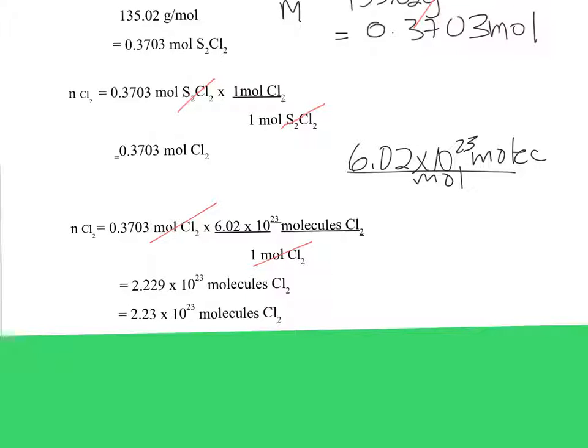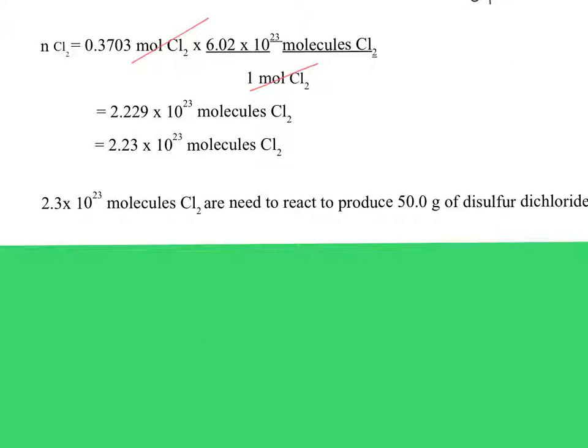Because we have only 3 sig figs in our initial data, we have to have 3 sig figs in our final answer. So 2.3 times 10 to the 23 molecules of chlorine are needed to react to produce 50 grams of disulfur dichloride. Now again, the beauty of dimensional analysis is we can solve this problem on one line, no intermediates, no making mistakes of losing significant digits. We know Avogadro's number.